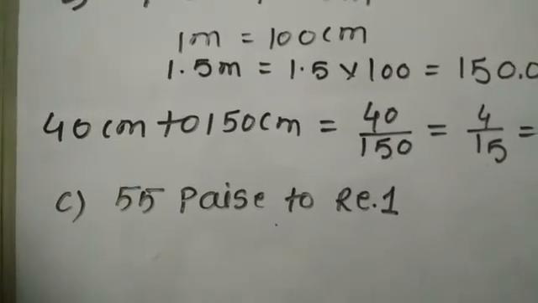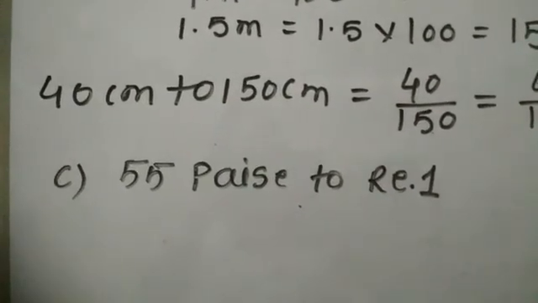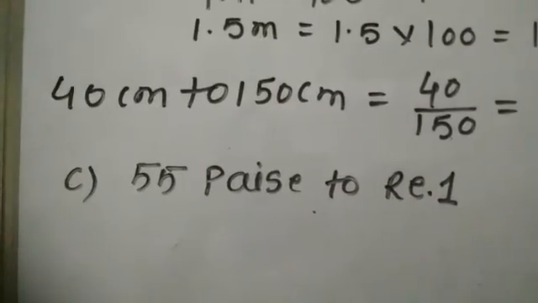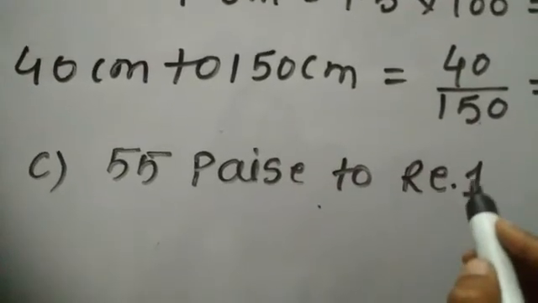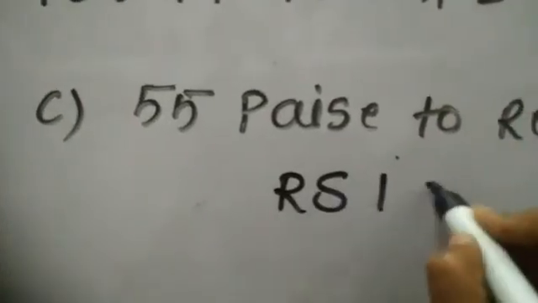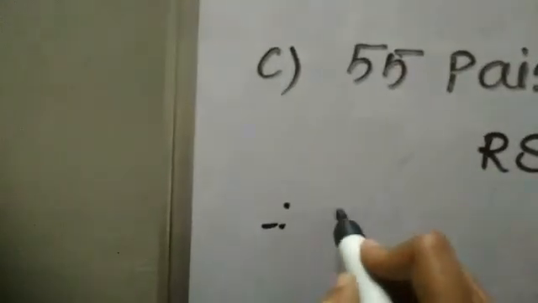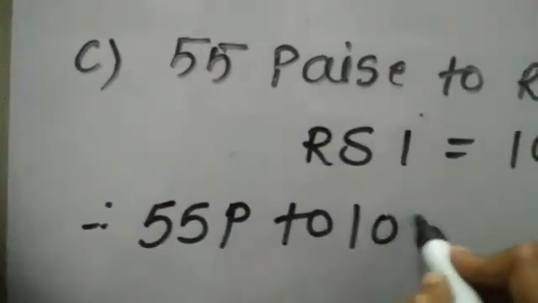Similarly, we can find out the ratio of 55 paise to rupees 1. Now here again you can see the units are not the same. So first we express them in the same unit. We keep 55 paise as it is and we express rupees 1 as paise. We know that rupees 1 is equal to 100 paise, right? Therefore, here we are going to take the ratio of 55 paise to 100 paise.